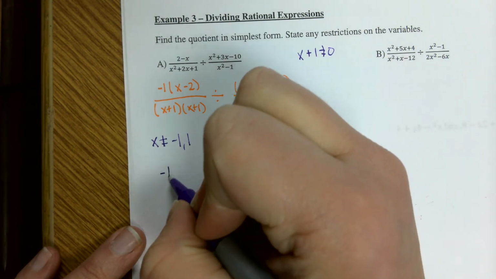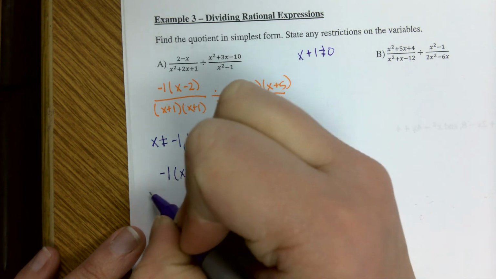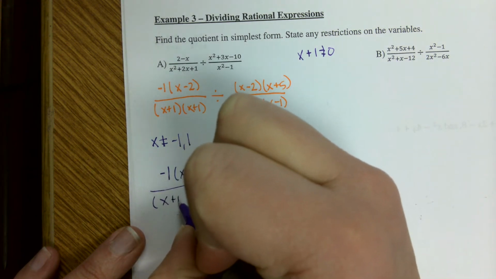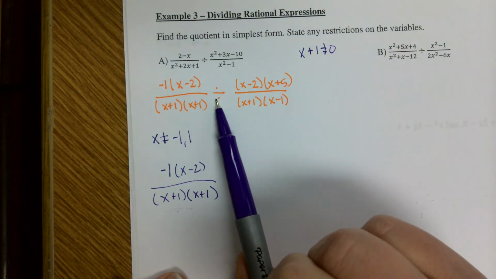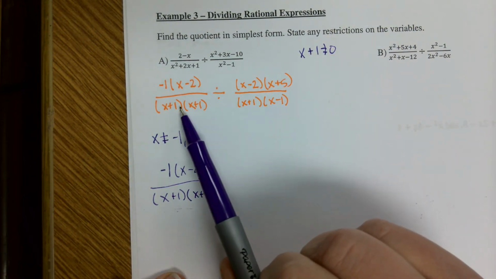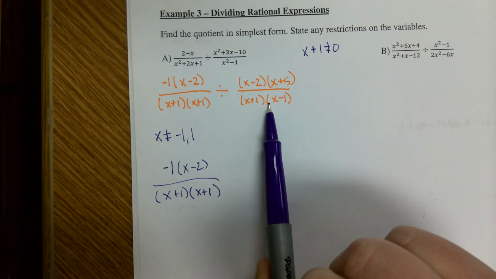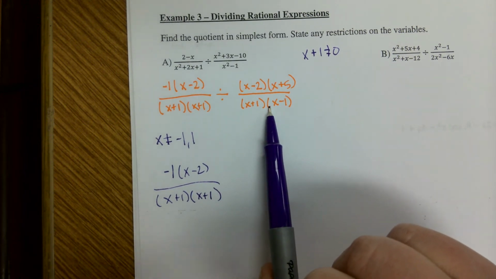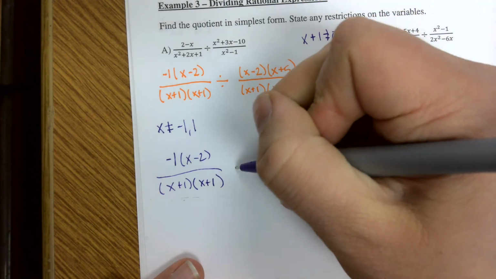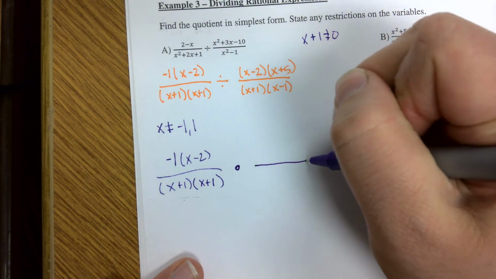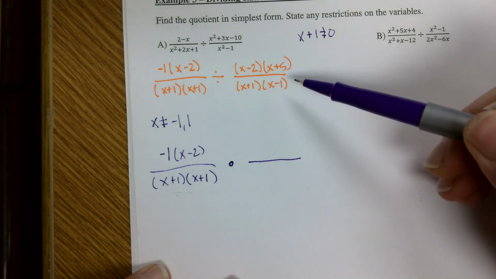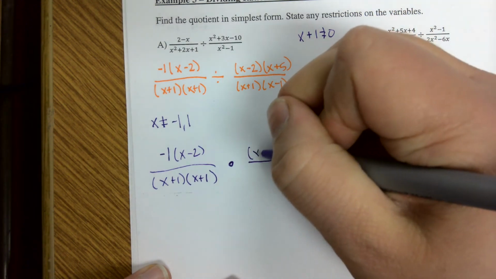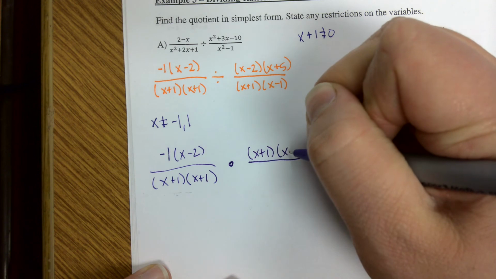This first fraction never changes. I'm not doing anything with this first fraction right here. But when I divide by a fraction, another way that you can solve this is by multiplying by its reciprocal. So I can flip-flop this. So anything on the bottom now becomes on top.